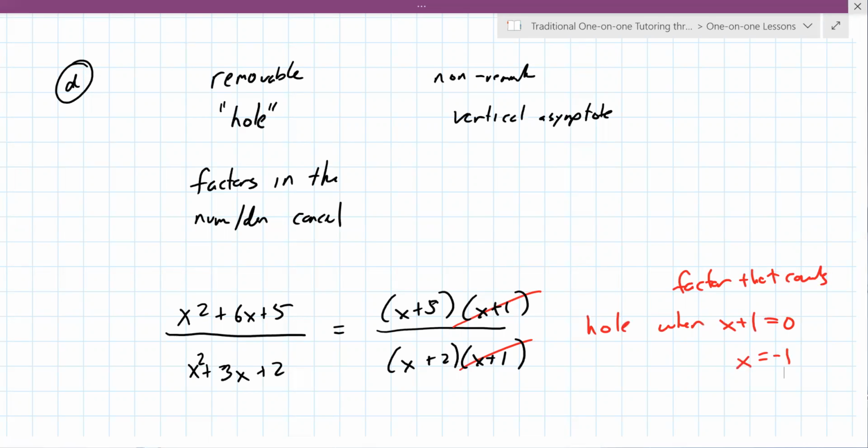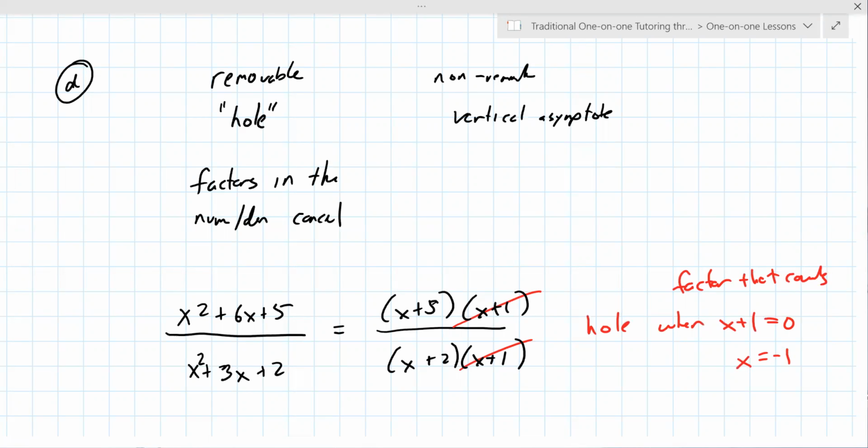But wait, there's more. You can't just say, oh, okay, that must be it. You have to find the y value. It's like, well, how do you find the y value?